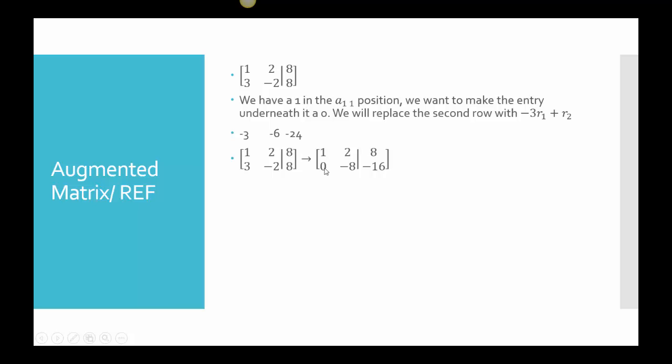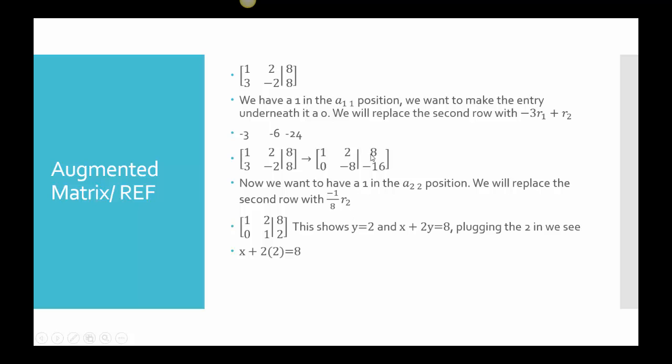Right. What did I say my goal was? My goal is to have 1s on the diagonal. So I have a 1 here. I have a 0 here. Good. Now I want to make this a 1. This is a little easier. All I need to do is divide by negative 8. So this is what I'm telling you I'm going to do. I'm going to replace the second row with negative 1/8 of row 2.